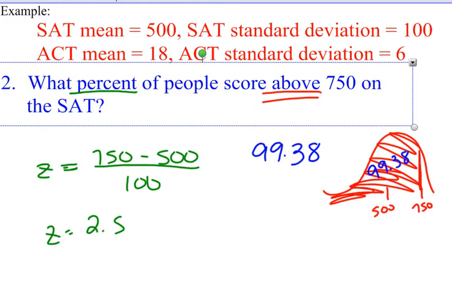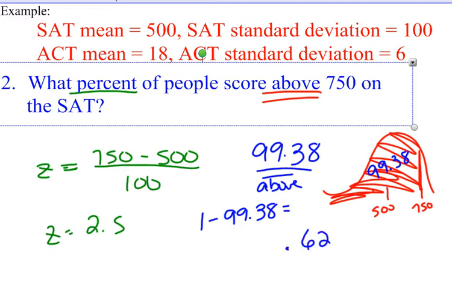Well, they didn't ask me how many kids scored below a 750. They asked me how many kids scored above a 750. So when it says above, you have to take 1 minus the percentile. And so I'm going to get a percentile of 0.62%. That's less than 1%, right? Less than 1% of kids scored above a 750. Does that make sense with my picture here? Does it seem like less than 1%? And I sketched, of course. It does, right? 99% of kids scoring above the mean doesn't even make sense.